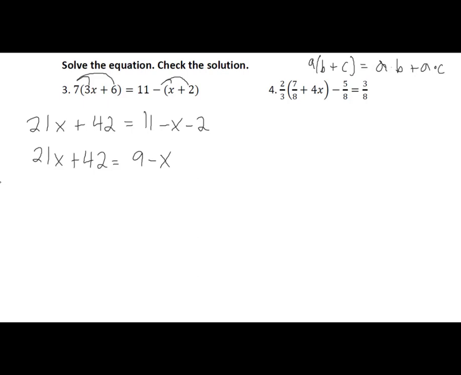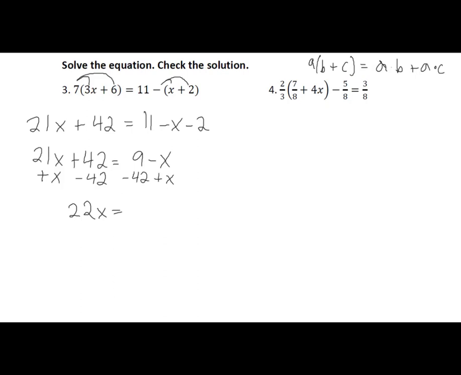And now I want to get my x's to one side, so I'm going to add x here, add x. And I need to move my numbers over, so I'm going to subtract 42, and 21 plus x would be 22x.